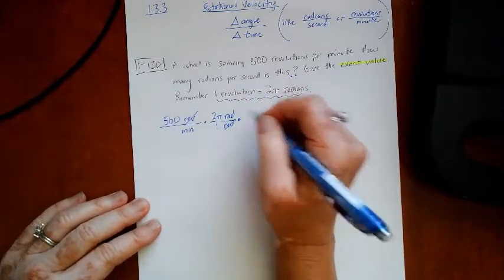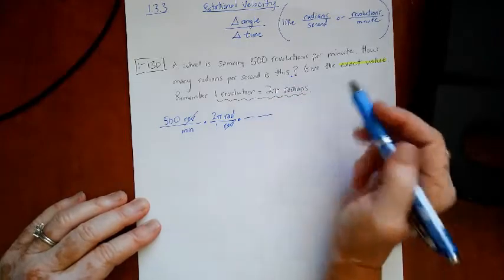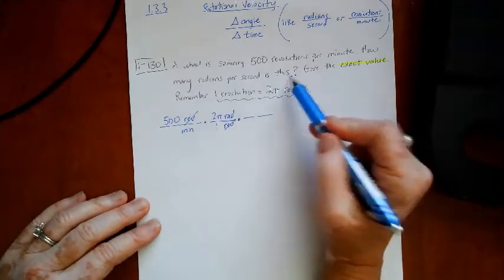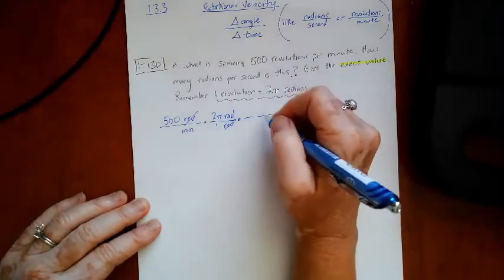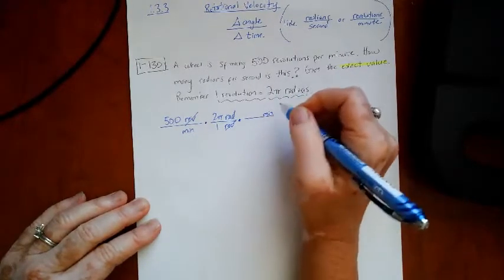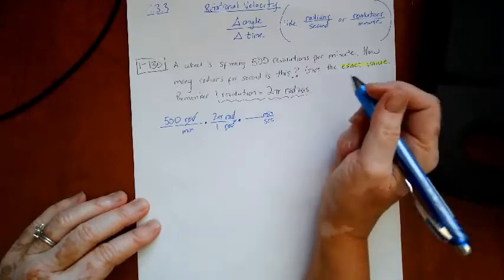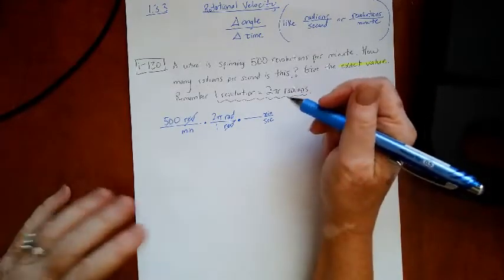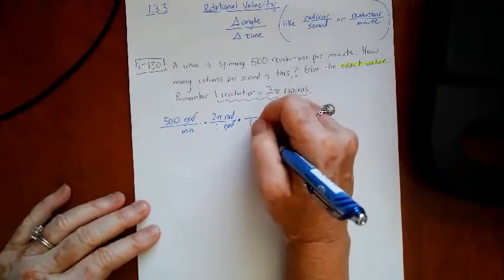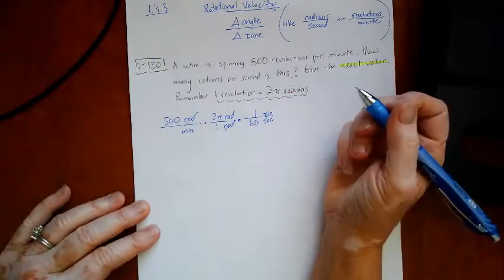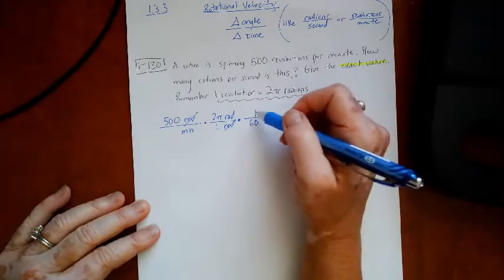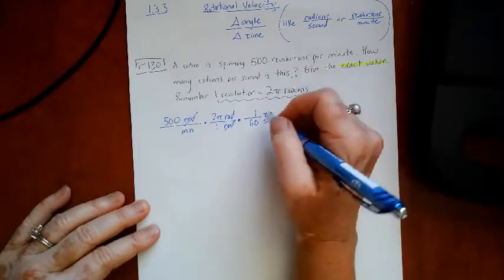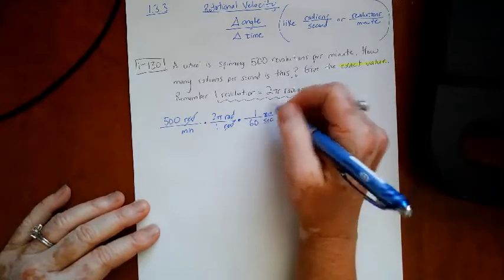And then I also want to be in seconds, because they asked me for radians per second. So I got radians per minute, so I want to put minute on top and seconds on bottom and use a unit multiplier. I know that there's 60 seconds in 1 minute. It's kind of like multiplying by a giant 1, because 1 minute and 60 seconds are the same exact amount of time, so I can just multiply it.